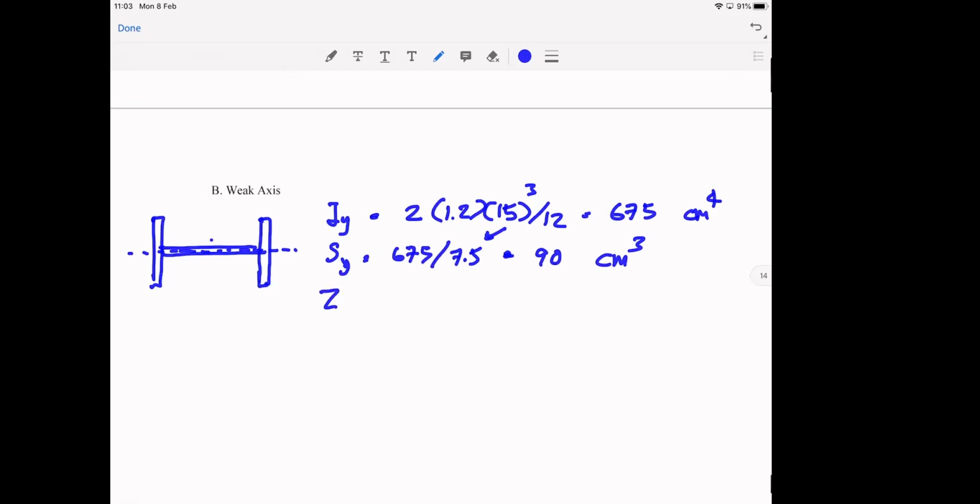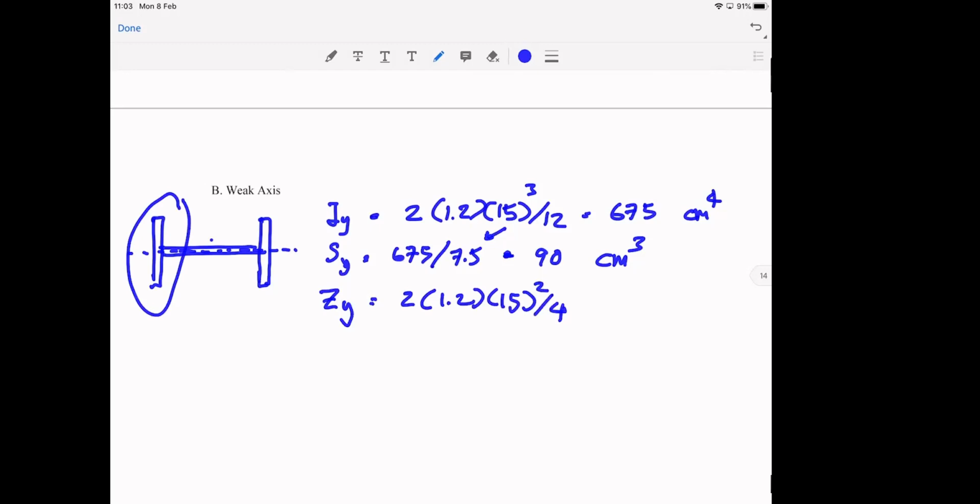Now, the plastic section modulus in the y direction, so Zy becomes, again, just this, because the web is nothing. So I can say that this is a rectangle, right? So I can use my BD square over 4. So B is 1.2, D is 15, square over 4. The web is negligible, so I'm not going to do it.